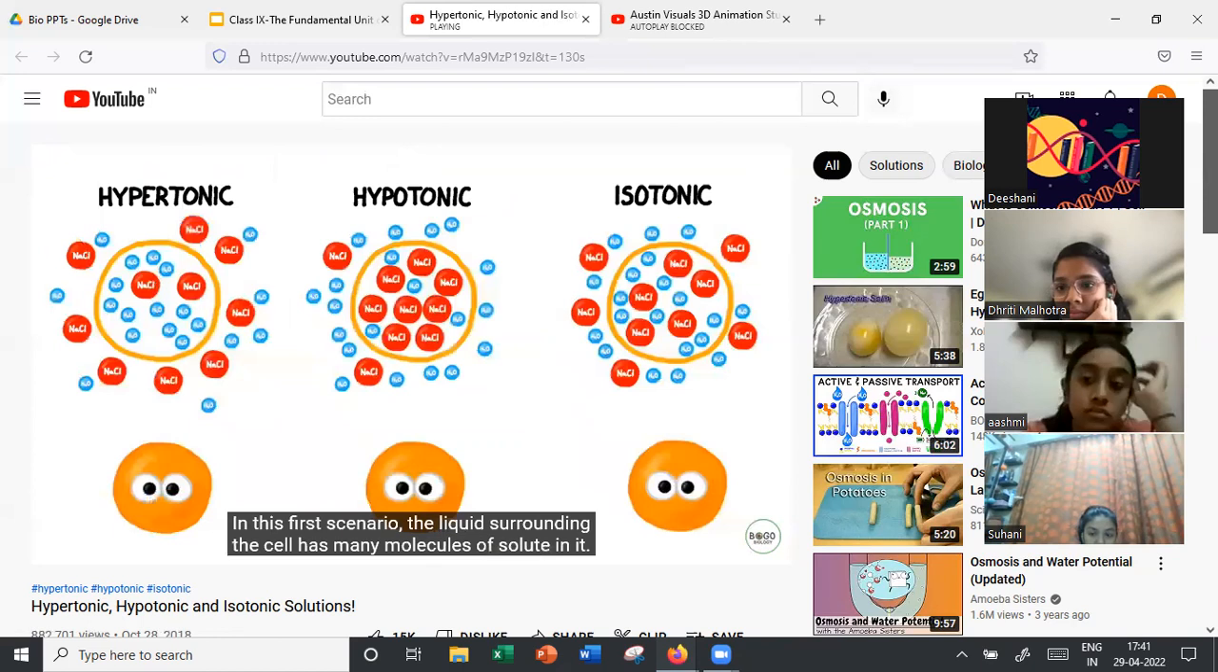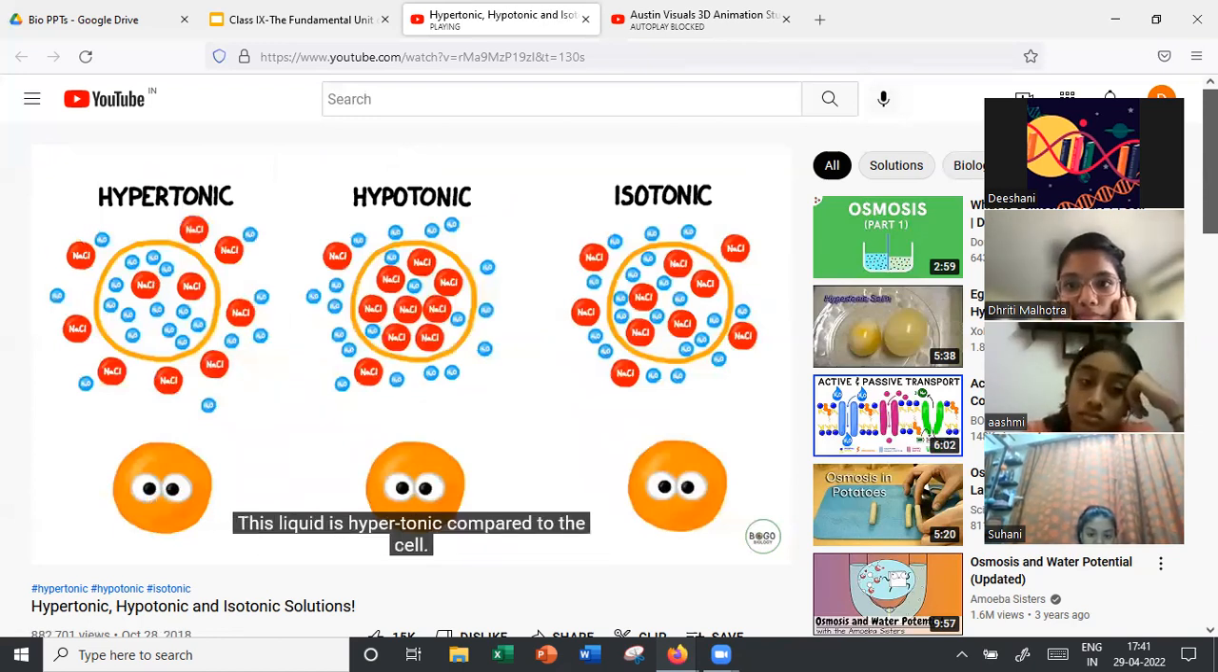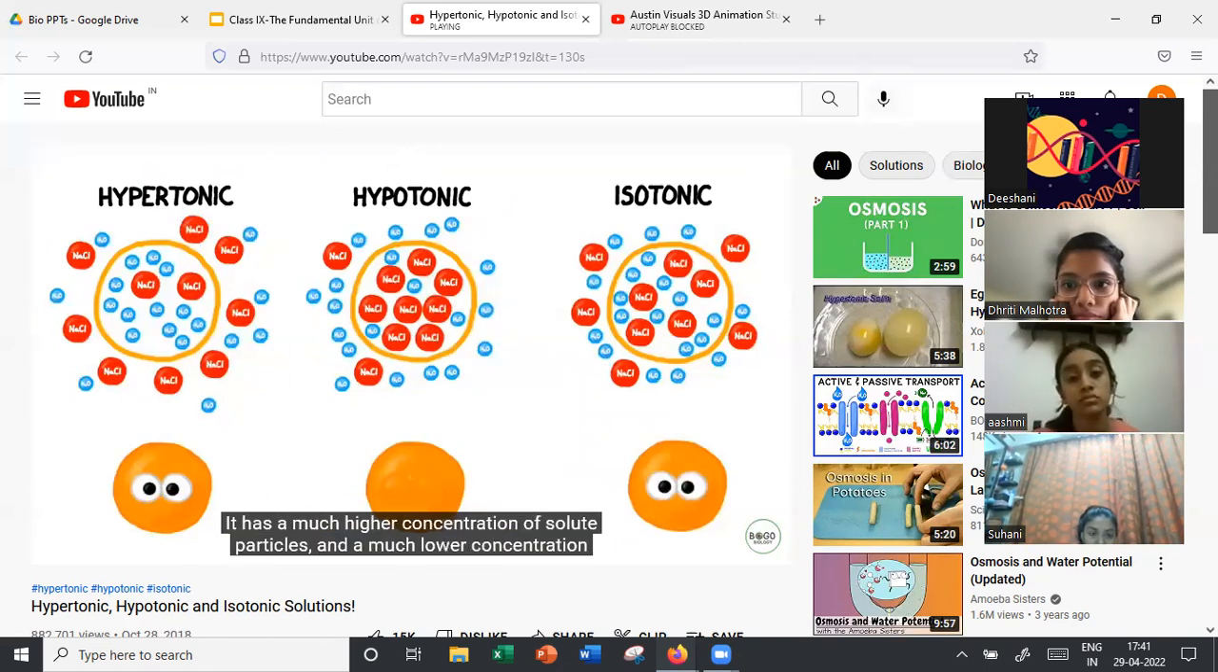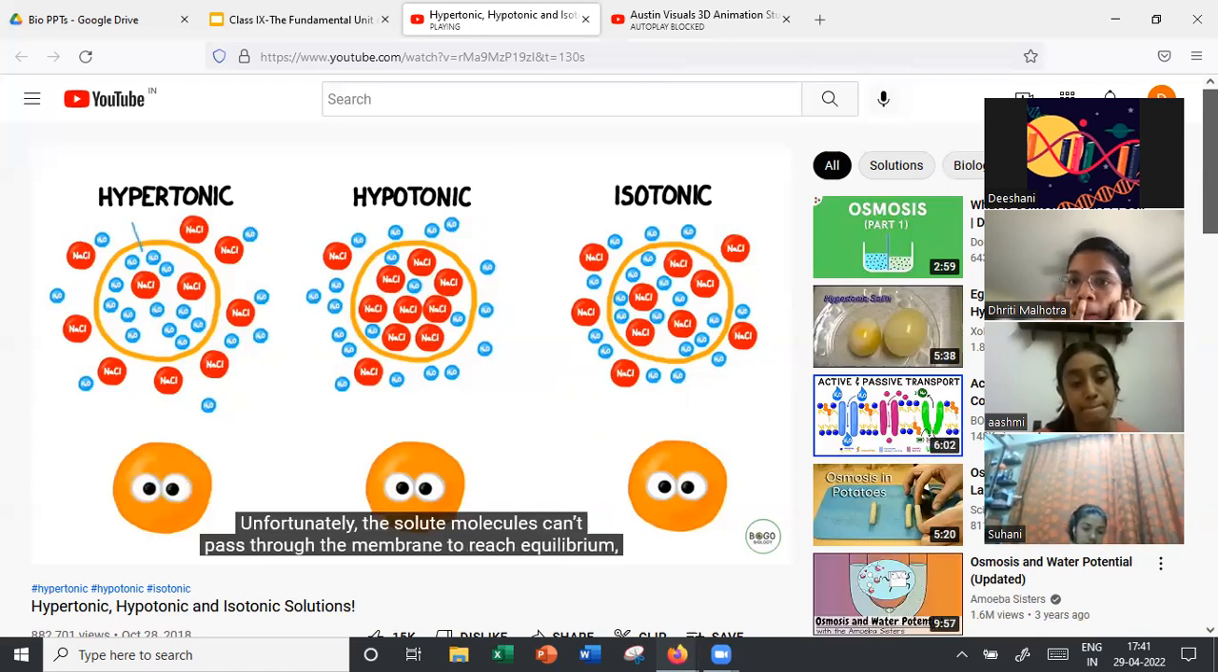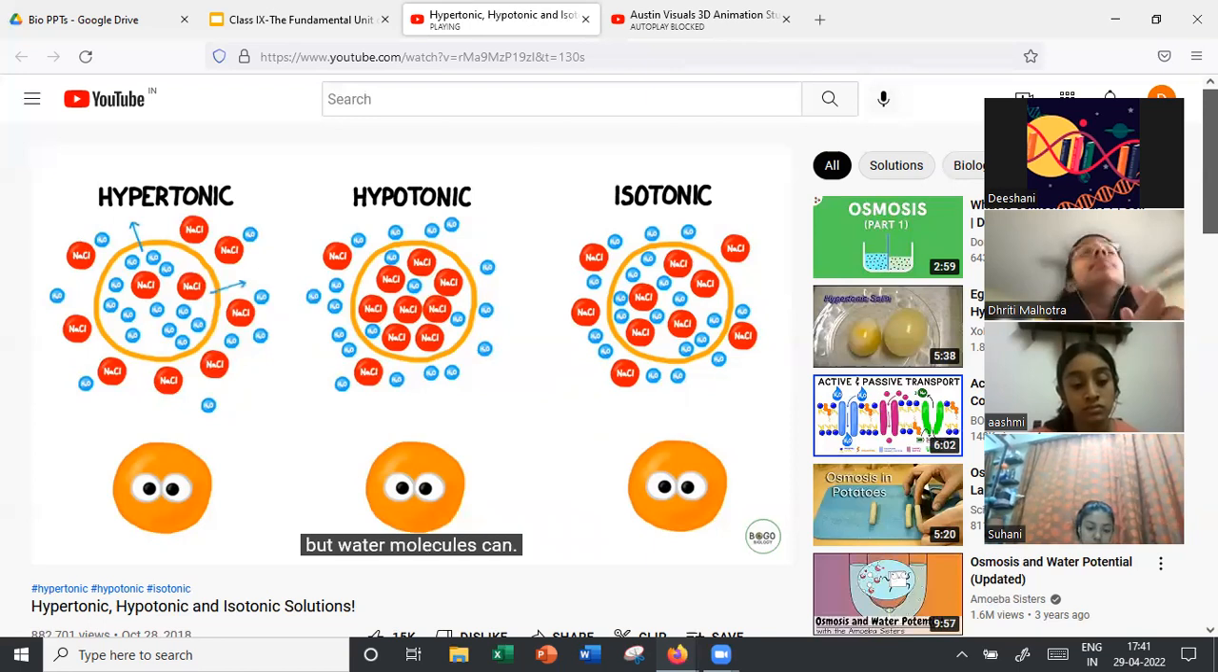In this first scenario, the liquid surrounding the cell has many molecules of solute in it. This liquid is hypertonic compared to the cell. It has a much higher concentration of solute particles and a much lower concentration of water. Unfortunately, the solute molecules can't pass through the membrane to reach equilibrium, but water molecules can.